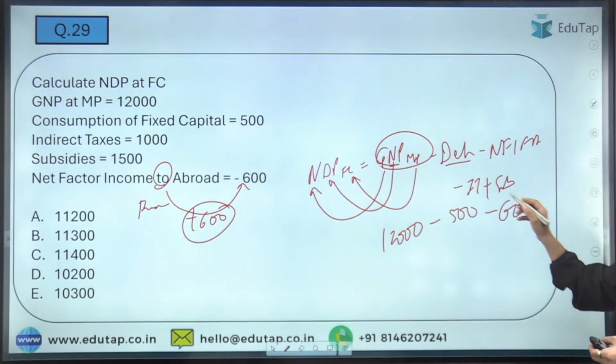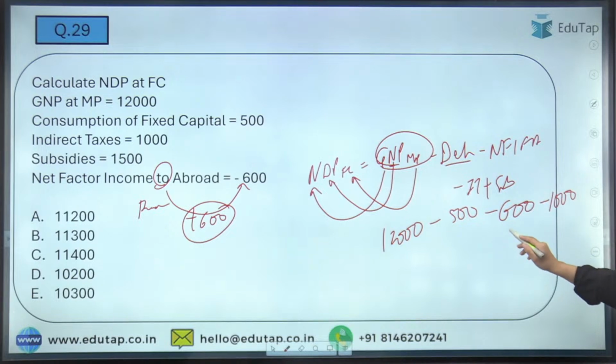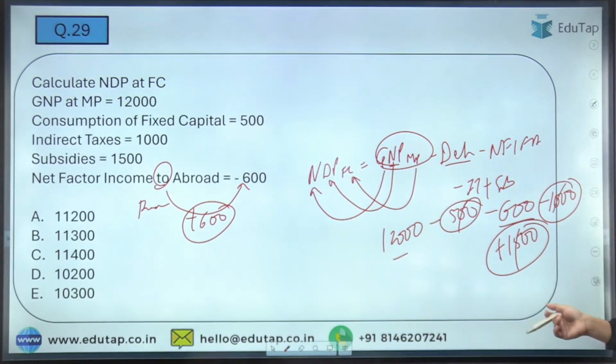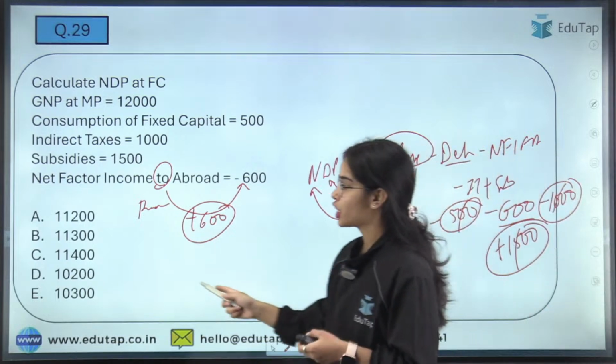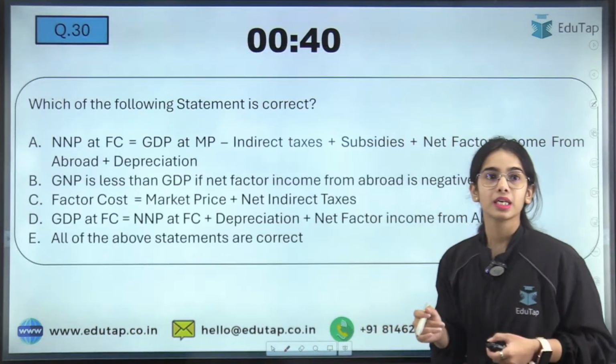So deduct the 600. Indirect taxes are how much? 1000. Deduct the 1000. And your subsidies are 1500. So add the subsidies, deduct the 1000 and add the 1500, so this is crossed. So 12,000 minus 600 is how much? It is 11,400. So the answer here is 11,400. Yes, this is the answer. Okay. Coming to the next question.